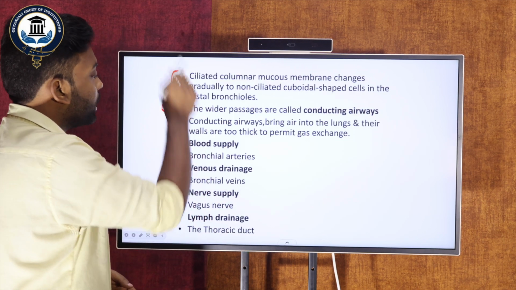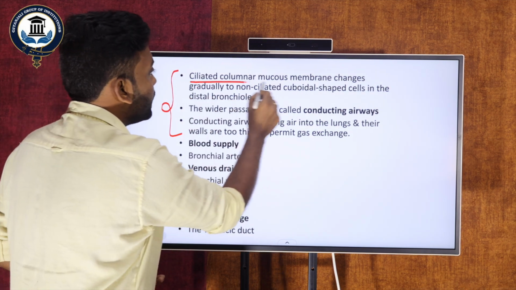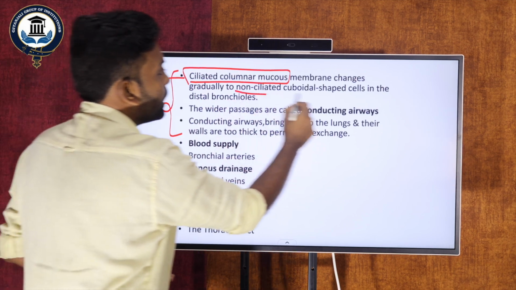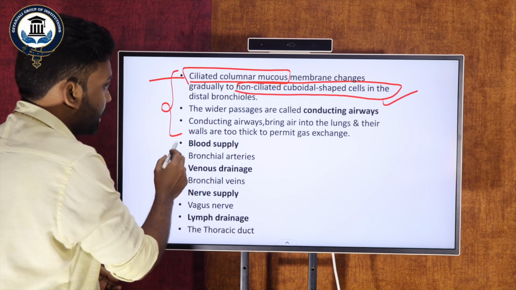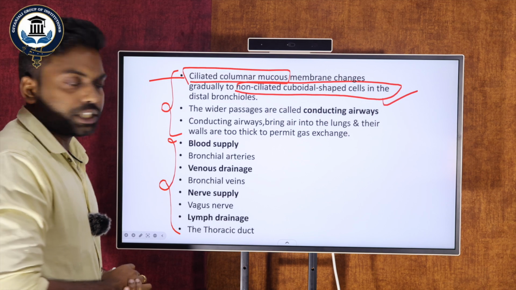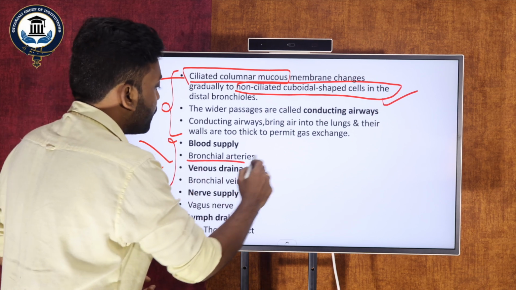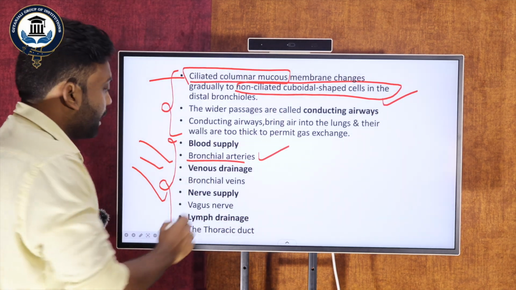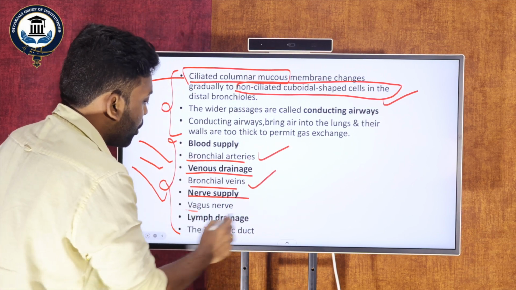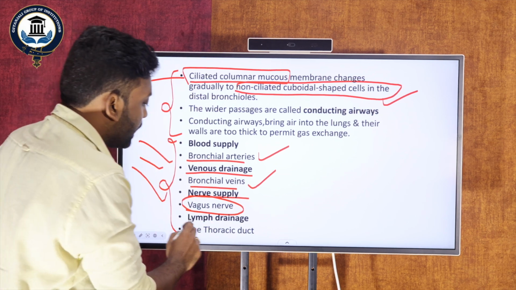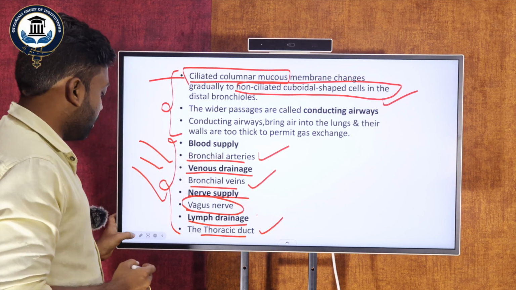And what is the structure? What are the layers present in the bronchus? As you know, ciliated columnar mucosa and non-ciliated cuboidal shaped cells can also be found here. And we can see the blood supply, as I told you: arterial, venous, and nerve supply. Arterial blood supply is the bronchial artery, venous blood supply is the bronchial veins, and nerve supply is the vagus nerve. One more thing, lymphatic drainage is the thoracic duct. So this is the blood supply we can find in the bronchus.